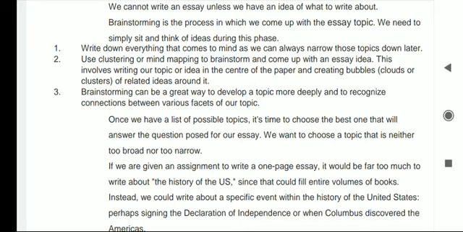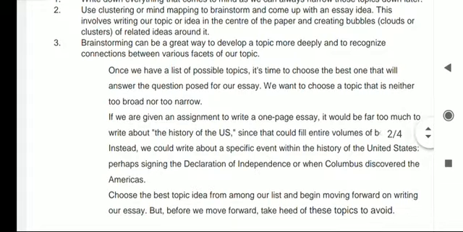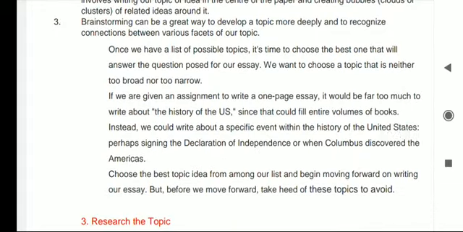We want to choose a topic that is neither too broad nor too narrow. If we are given an assignment to write a one-page essay, it would be far too much to write about the history of the US, since that could fill entire volumes of books. Instead, we could write about a specific event within the history of the United States, perhaps signing the Declaration of Independence or when Columbus discovered the Americas.